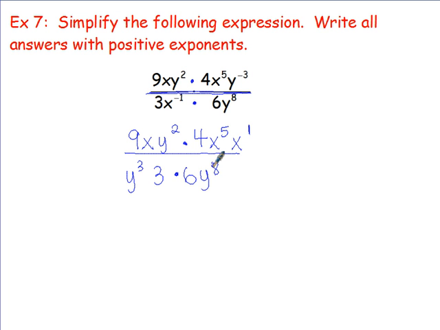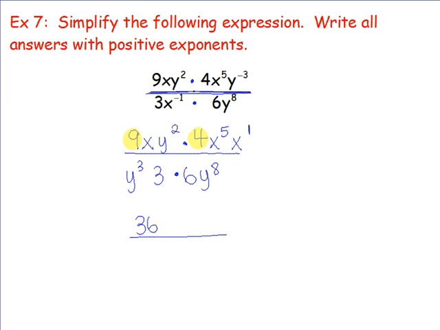Combining like terms. There's a bunch of them. So here's the easiest way to tackle a problem like this. Only combine like terms on the top and only combine like terms on the bottom. Don't mix yet. So let's look at the top. On the top, I have a 9 and a 4. Let's just start with the whole numbers. Because they're whole numbers, 9 times 4 is 36.